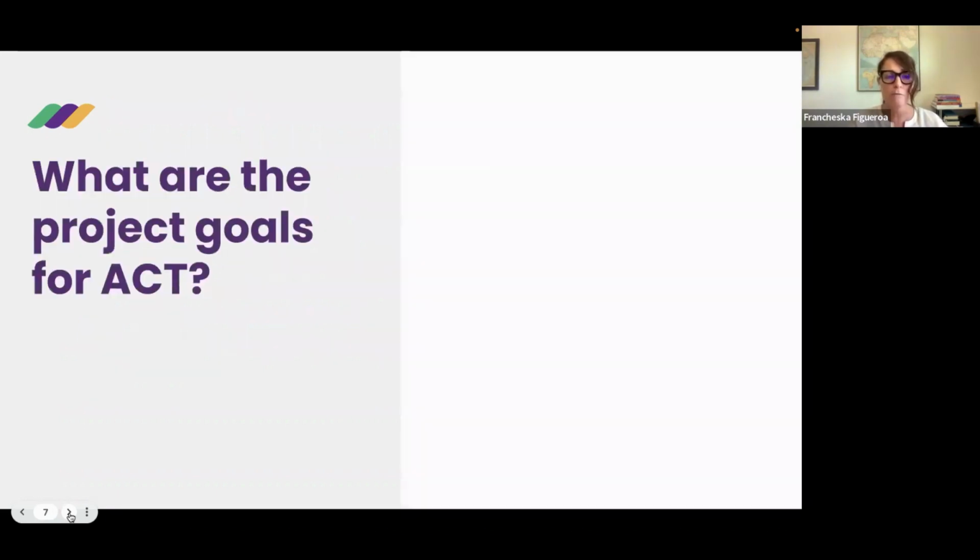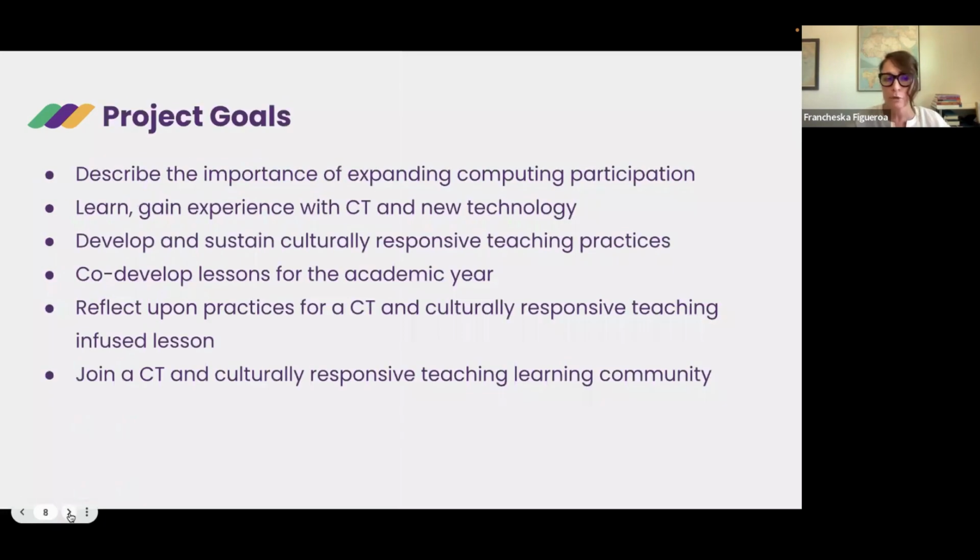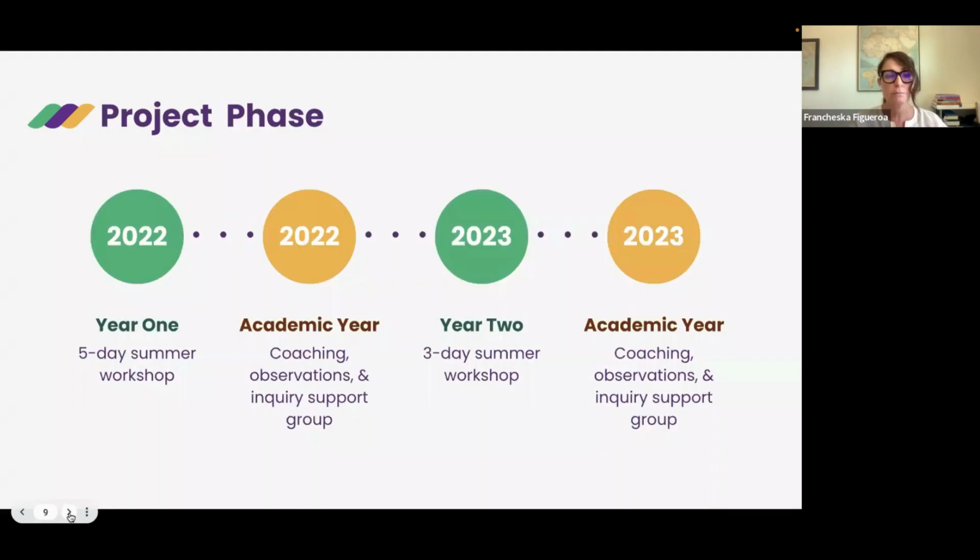What are the goals of the project? Well, we first are asking teachers, or we have asked teachers to describe and consider the importance of expanding computing participation. We have asked teachers to create lesson plans for the academic year, where the lesson plans have integrated computational thinking, culturally and linguistically responsive teaching around a science lesson. And then the team will go into classrooms and collect data based on observations of lesson delivery.